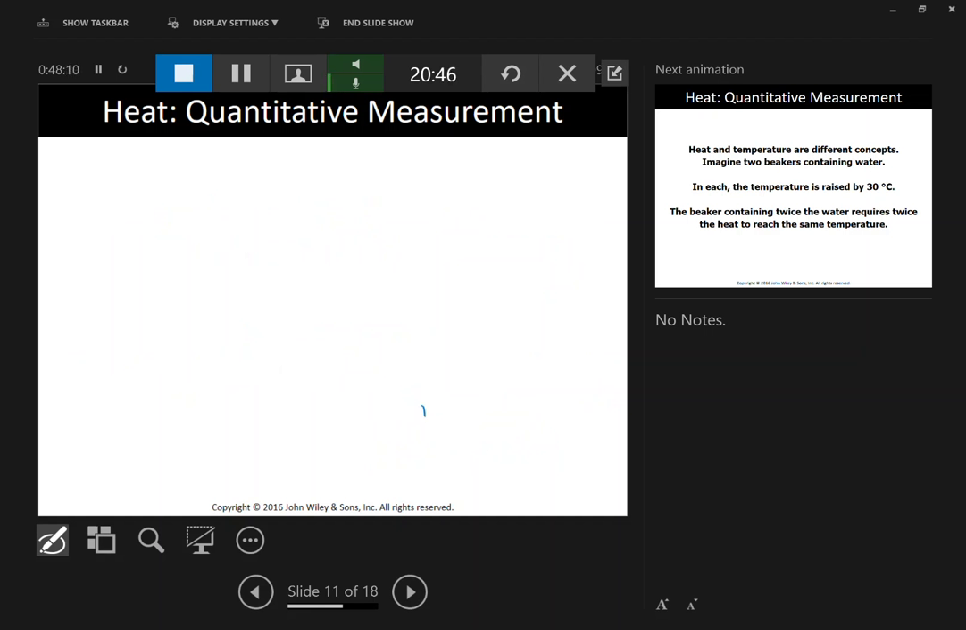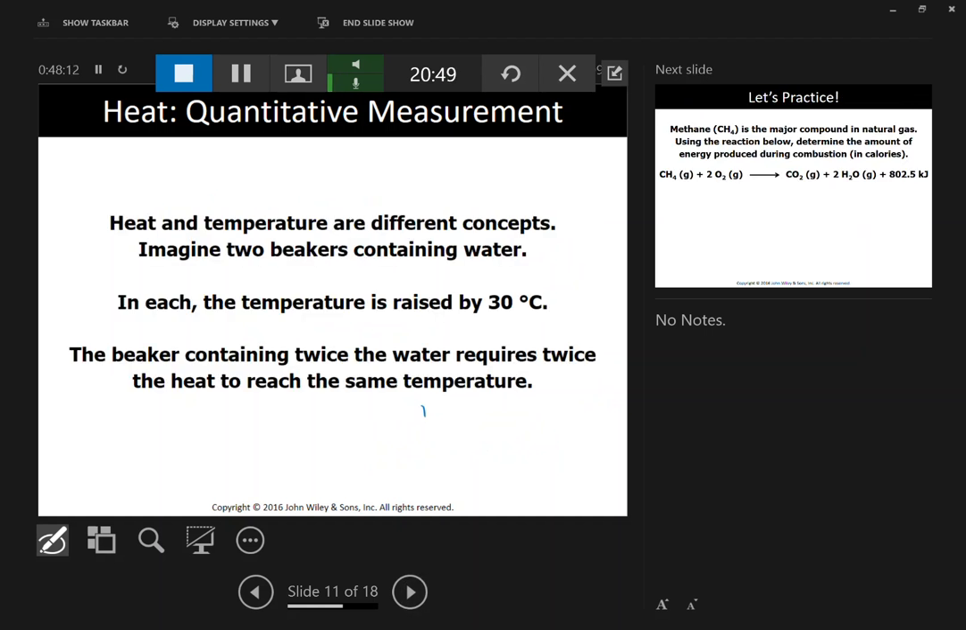Now let's look at the difference between heat and temperature. So heat is energy. Temperature is a scale, a measure that shows us the intensity of the heat. So we use temperature to show us how hot or how cold a substance is.